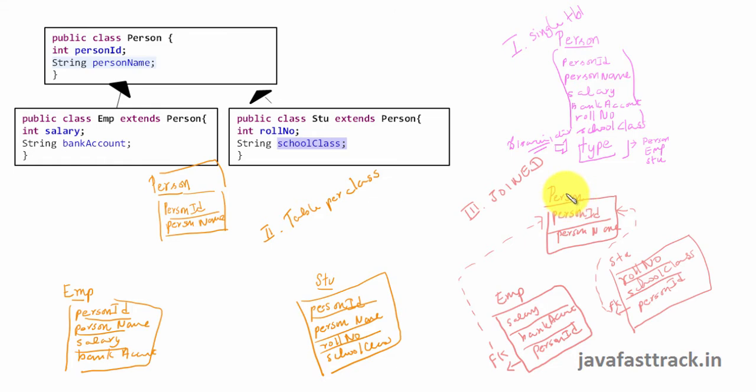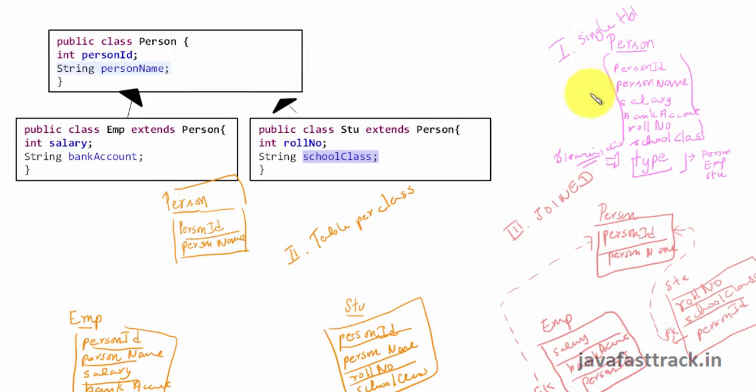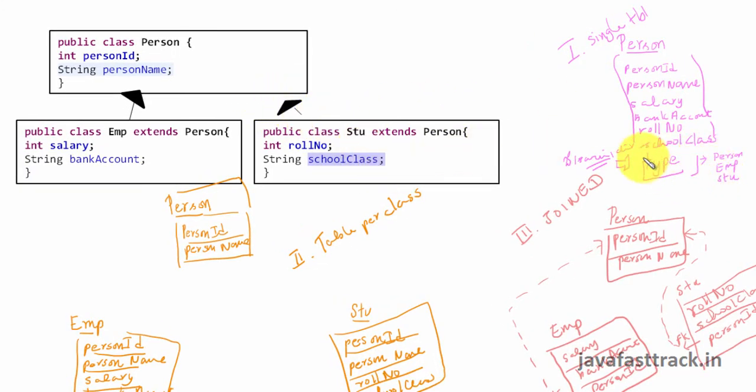Once again, I am repeating. In single table strategy, to store all the data, you have just one single table. Now, how will you identify what type of object is being stored? To discriminate that, you will have one separate column called as discriminator column, wherein Hibernate will be automatically inserting what type of object you are storing. That data will be inserted in the discriminator column.